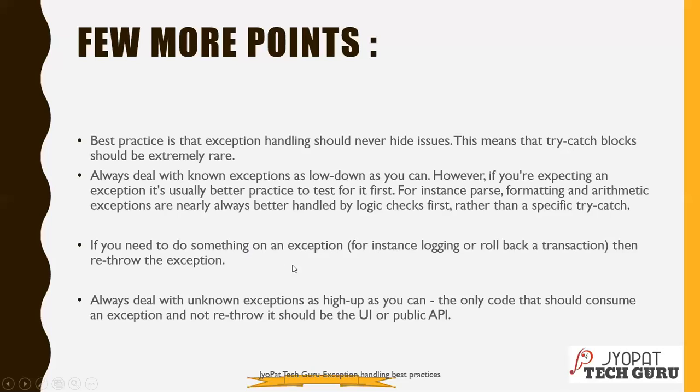If you need to do something on an exception, then rethrow the exception. Always deal with unknown exceptions as high up as you can. The only code that should consume an exception and not rethrow it should be the UI or public API. So always try to go for the unknown exceptions that may lead to a problem within the code, and try to handle them either using the UI or using the public APIs.